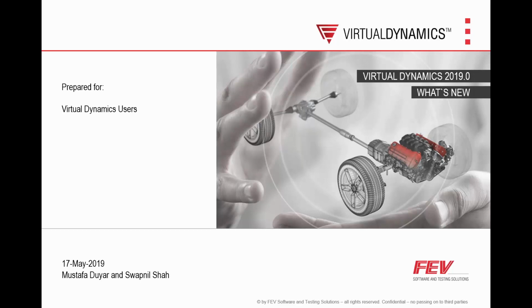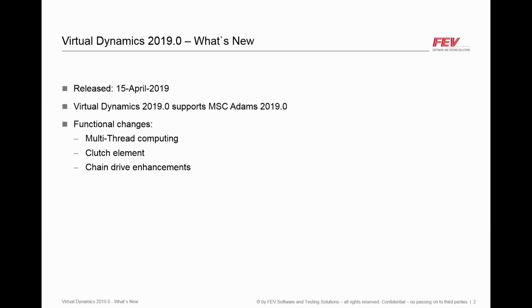A brief information about what was new in the latest version that we released last month on 15th of April. So Virtual Dynamics 2019.0 supports Adams 2019.0. The functional changes include multi-threading computing, clutch element, and chain drive enhancements, but they are not limited to that. For the full scope of enhancements as well as some fixes, please refer to the release notes which comes with the installation.